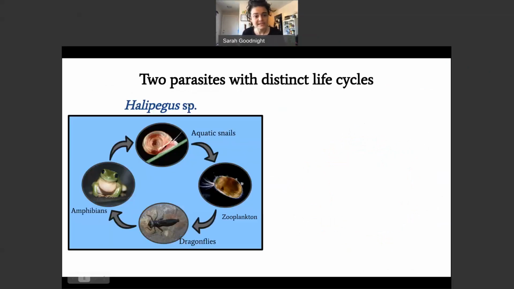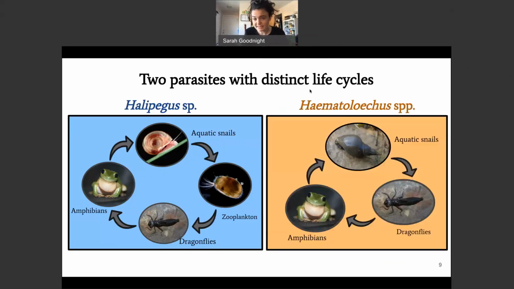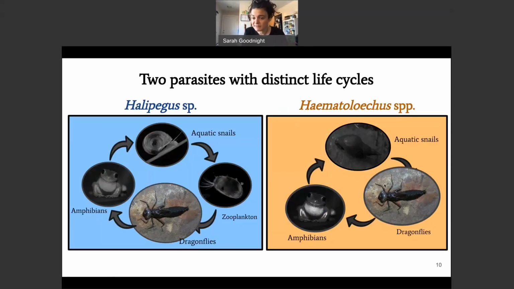So the first one is Halipegus. It is a fluke or a worm, and it uses 4 hosts to complete its life cycle. Haematoloechus is a very similar parasite. It uses similar hosts. It's also a fluke, but it has a 3-host life cycle structure. Now, both of these parasites infect dragonfly nymphs, pictured here, and that stage of their life cycle is going to be the one that I focus on for my talk today.